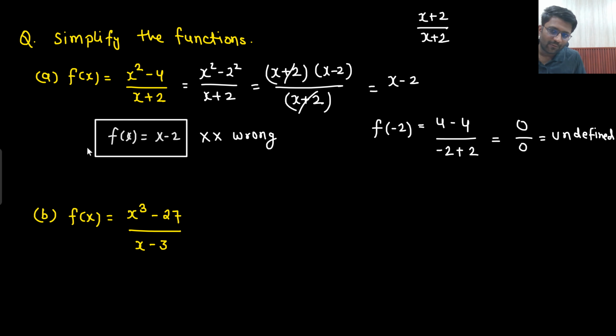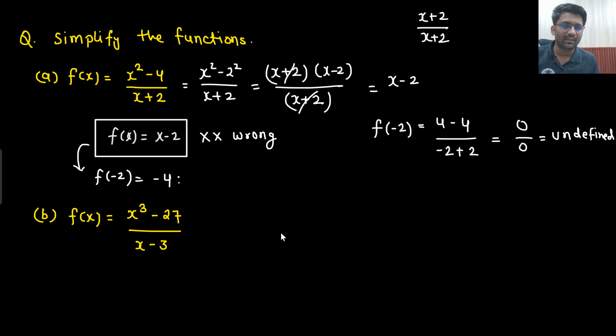And if I find f of minus 2 from here, what value am I getting? The value I am getting is minus 4. So here you are getting minus 4, here you are getting undefined. So this was your actual function, no? The actual function is saying that the value is undefined, but the function that you have found is saying that the value is minus 4. What does that mean? That means this is wrong. Why is it wrong?